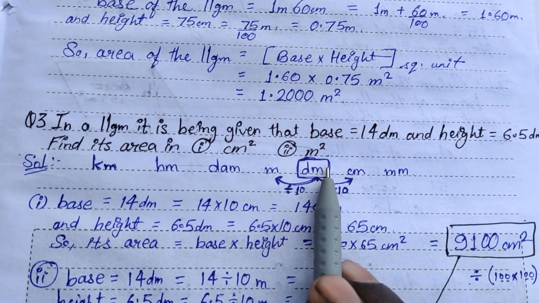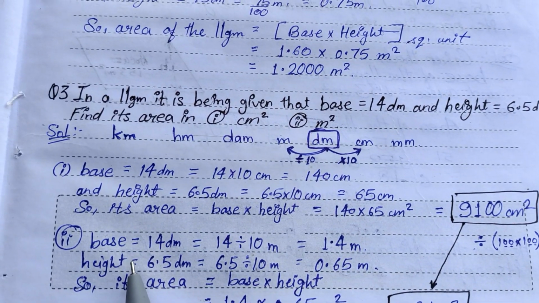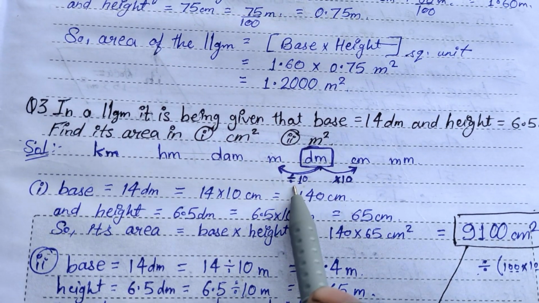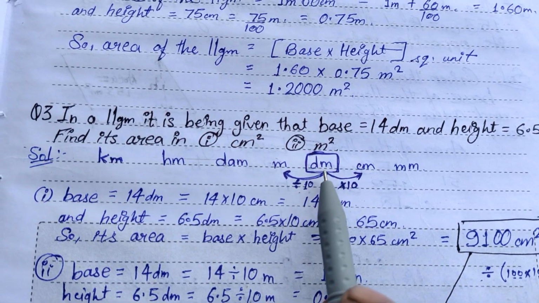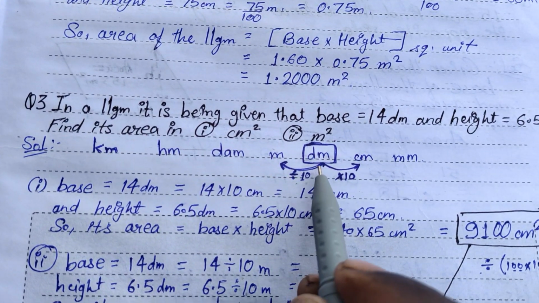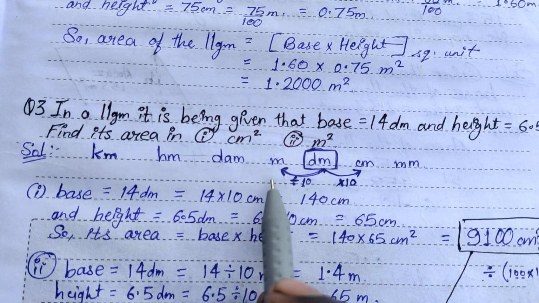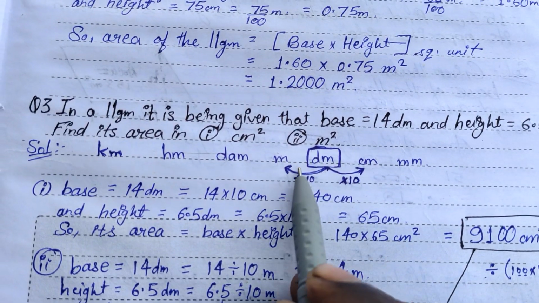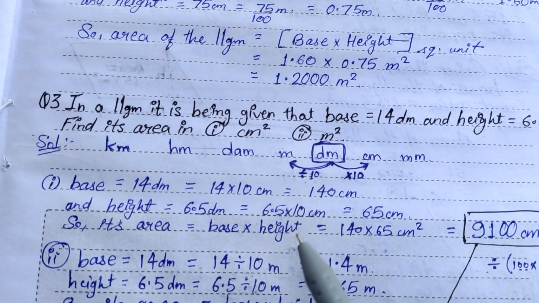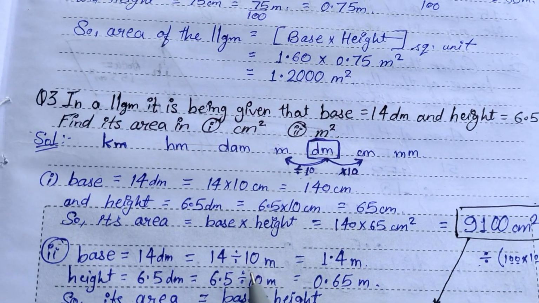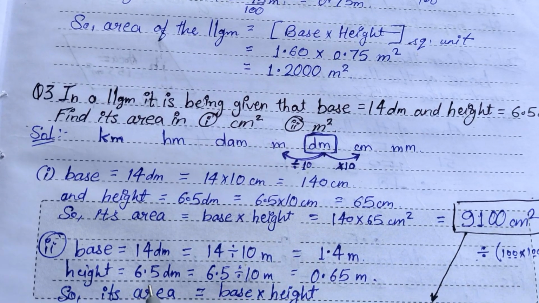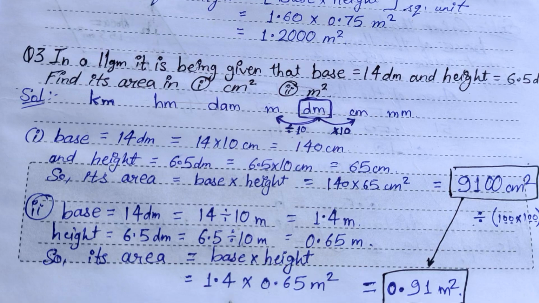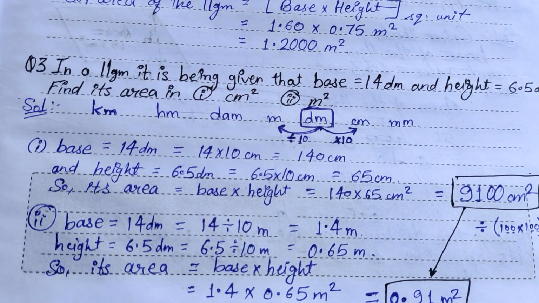Second, we have to find the area in meter also. So here we go. For converting decimeter into meter, we have to divide it by 10. We have to do division because when we go right to left, we have to divide it, and when we go left to right, we have to multiply it. So we are going right to left, so we have to divide by 10. So base is equal to 14 divided by 10, 1.4 meter, and height is equal to 0.65 meter. So its area is equal to base into height. So multiply base with height, we have 0.91 meter square.